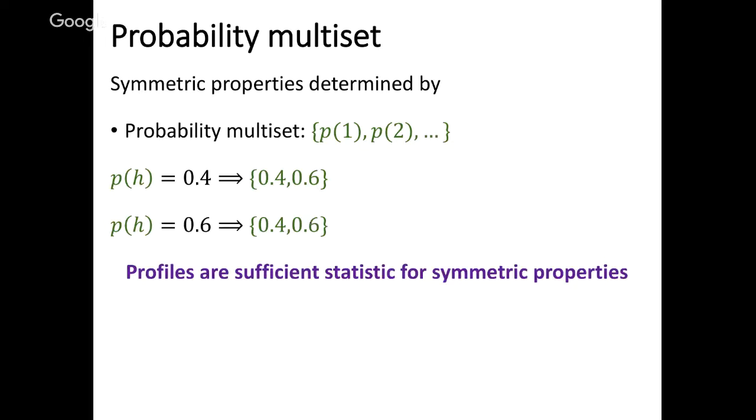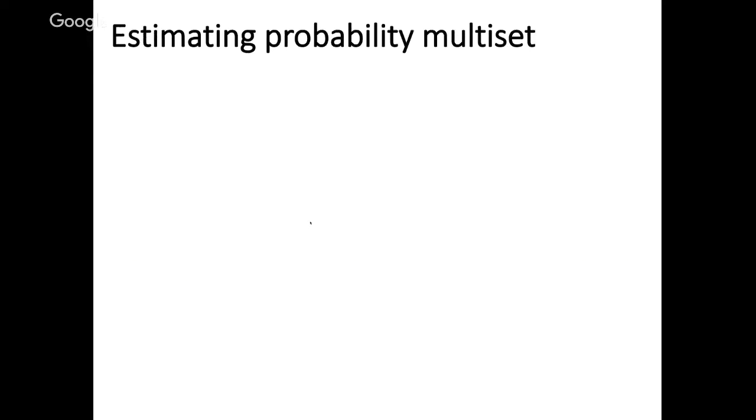So an interesting result, which we are not going to show in this talk, is that profiles are a sufficient statistic for estimating symmetric properties. In other words, if I see heads, heads, and tails, or if I see tails, heads, and tails, my estimate for entropy should remain the same. Because it doesn't matter whether it was heads that appeared twice and tails once, or tails that appeared twice and heads once. For both of these sequences that have the same profile, I should have the same estimate for entropy. So that's going to be a critical thing for our approach.